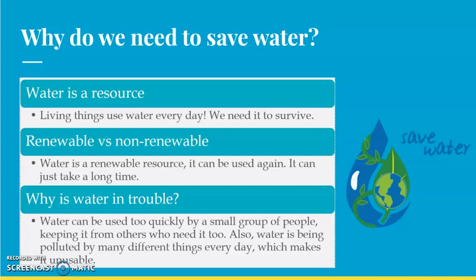Why is water in trouble? Water can be used too quickly by a small group of people, keeping it from others who need it. Also, water is being polluted by many different things every day, which makes that water unusable.